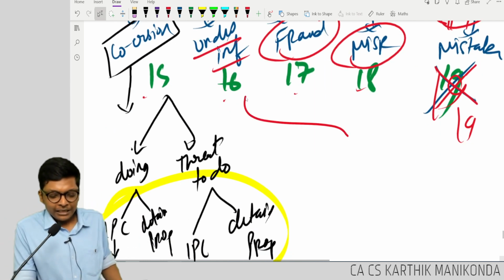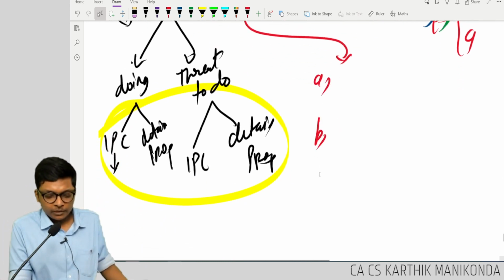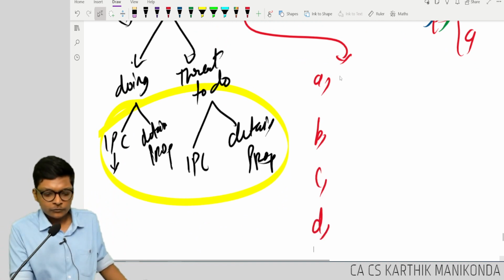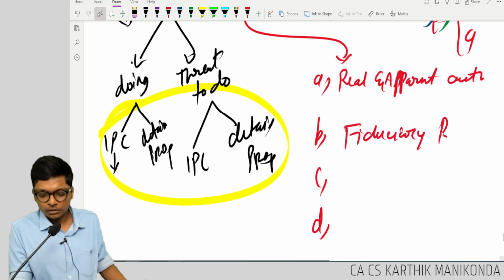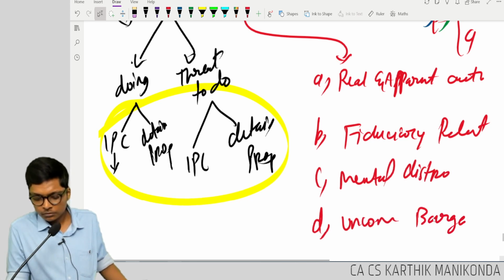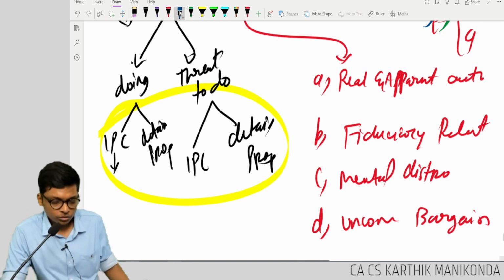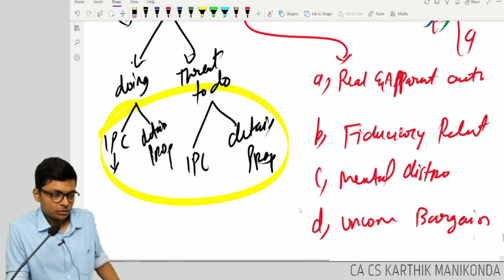Under undue influence, there are 4 points you should remember, guys. Something is undue influence if there are A, B, C, D. If there is a real and apparent authority, fiduciary relationship, next mental distress, unconscionable bargain, correct? No. It has 4 points and 4 sub points. These are the 4 sub points.